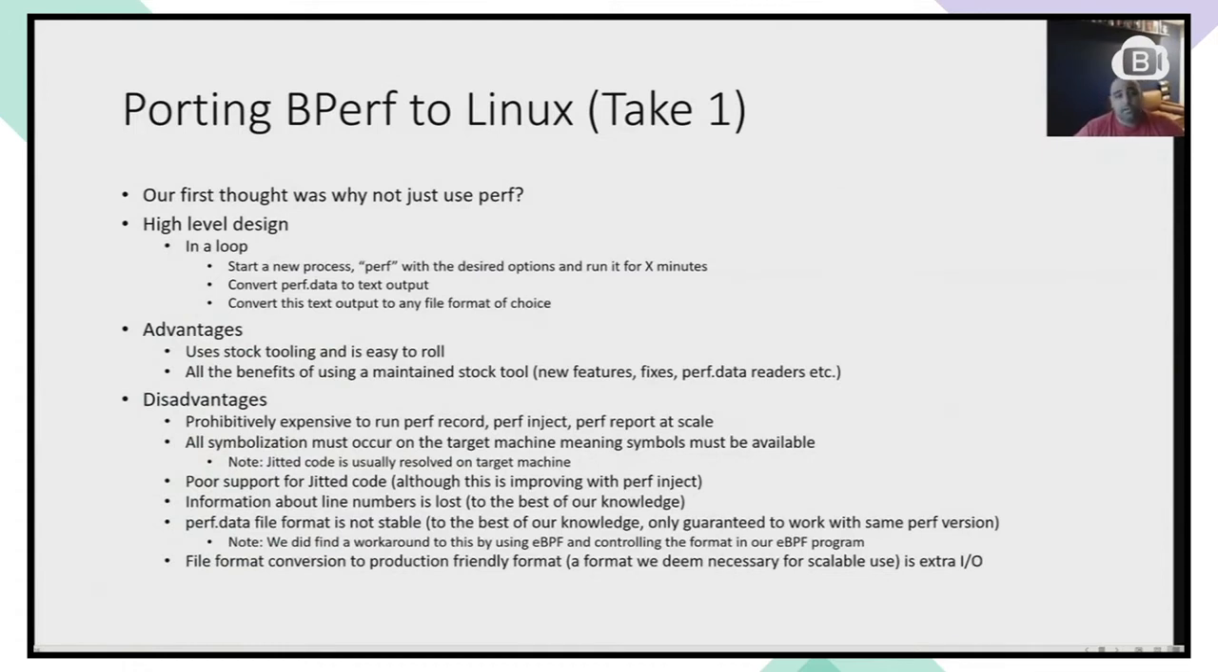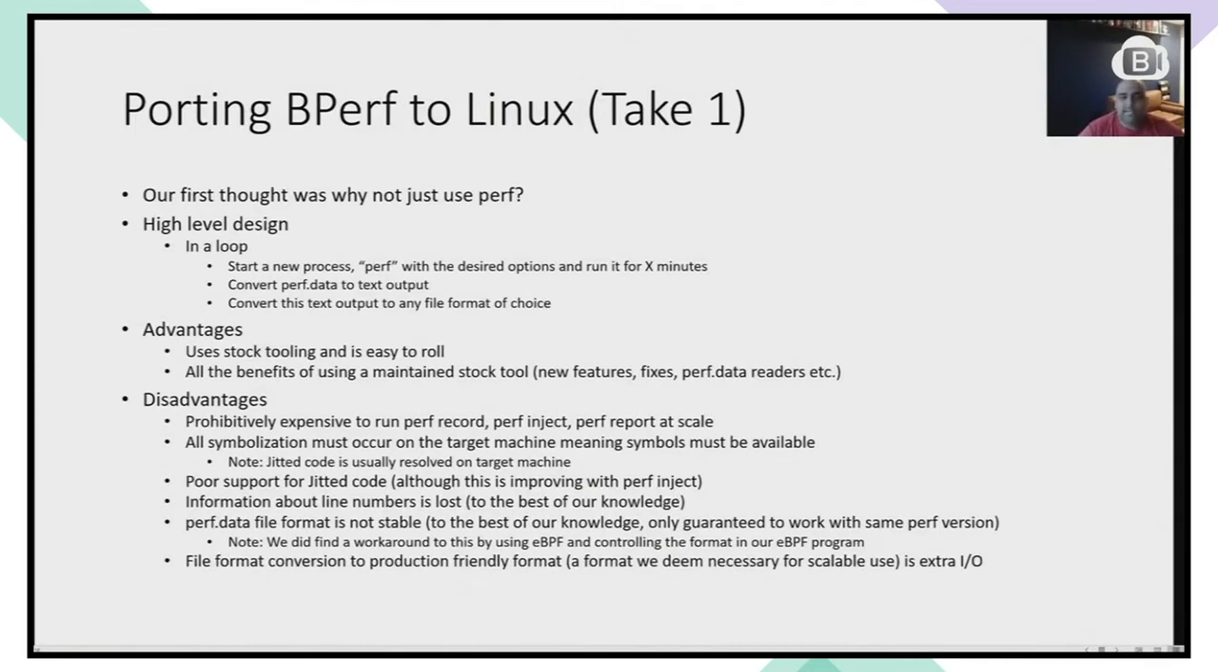So our first thought was, why not just use perf, which is the tool that comes with most Linux distributions. The high-level design here was we start a process, perf, with the desired options and run it for X minutes. Then when the data collection is over, we convert it to a text format, and this text format is then converted to our file format that is needed by the rest of our systems. The advantages here are pretty clear. You're using stock tooling. It's easy to roll. The high-level design is pretty simple. And you get any benefits from using a maintained tool, like new features, fixes, and an ecosystem of different tools that can read the perf.data files.